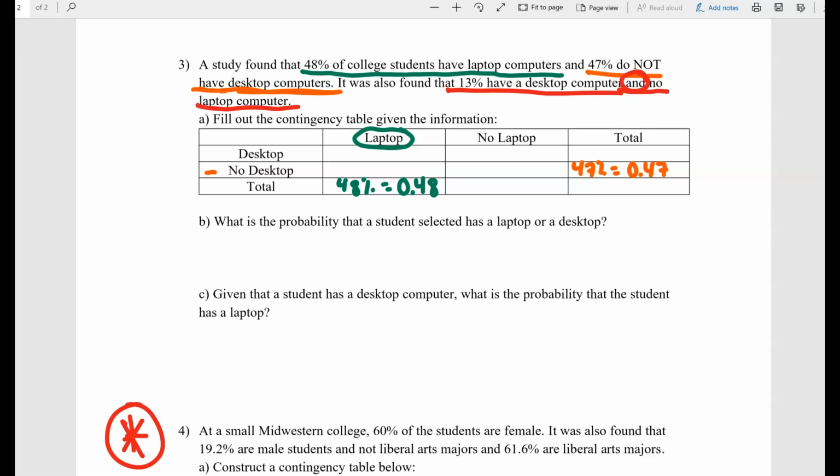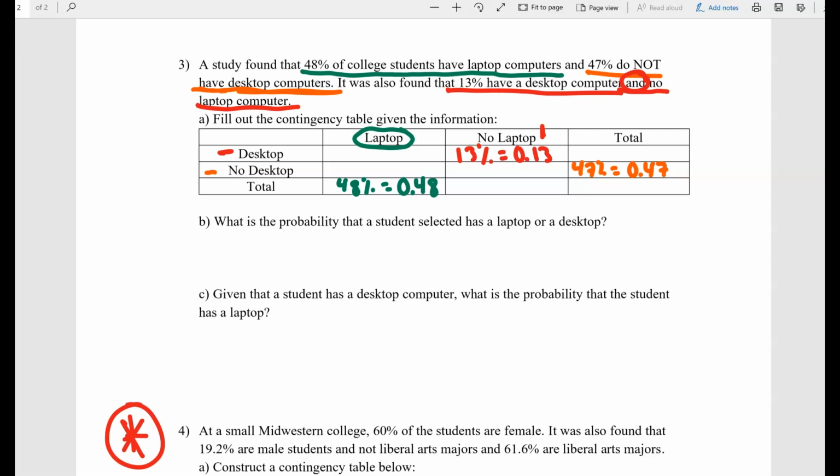Here the keyword is "and." All of the ands are going to be right here in the center. You can see here is laptop and no desktop, desktop and no laptop, no desktop and laptop, and then no desktop and no laptop. All of the ones where I put a red dot, that's where all the ands are going to be. Let me get rid of this. So 13% have a desktop computer and no laptop. Desktop is right here, no laptop is right here. If I bring them together, 13% is going to go right here. 13% or 0.13. So that's desktop computer and no laptop.